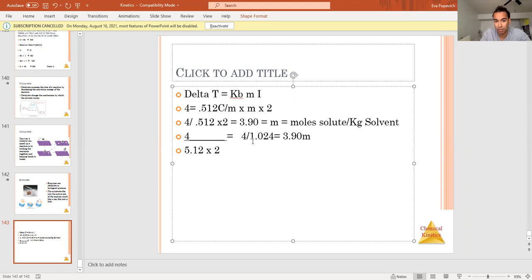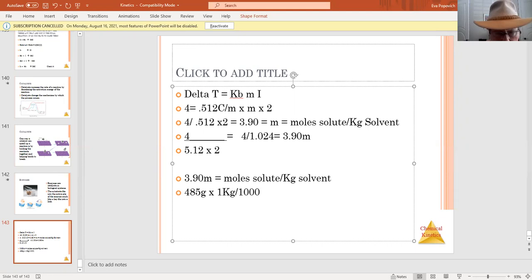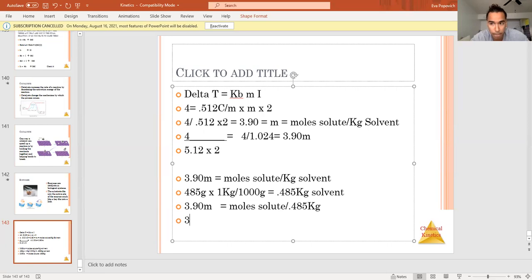Then after this, what was it that you said we need to do? Okay, I have the molality. 3.90 molality is equal to moles solute divided by kilograms solvent. Right? Yep. I have 485 grams times 1 kilogram divided by 1,000 grams equals 0.485 kilograms solvent. So I have 3.90 molal is equal to moles solute divided by 0.485 kilograms. Which is 3.90 times 0.485 is going to be our moles solute.